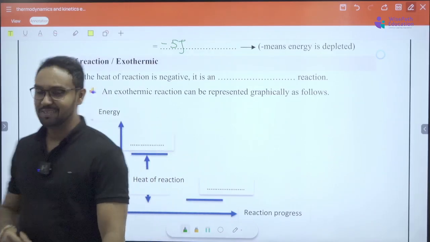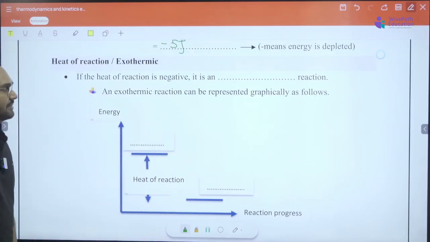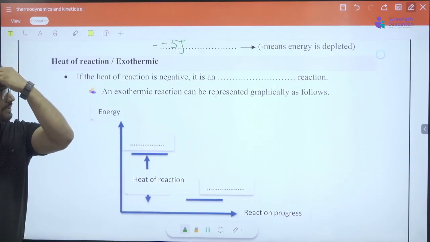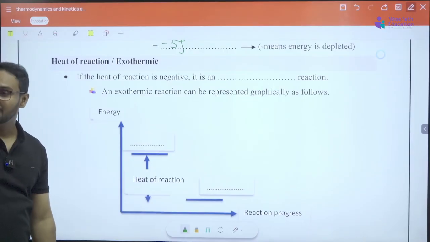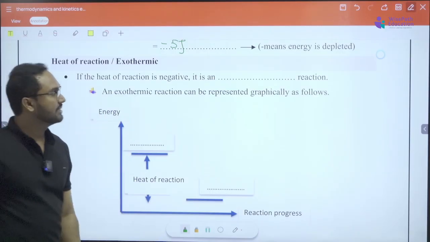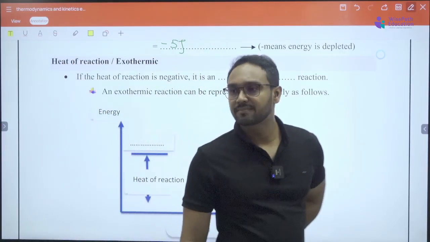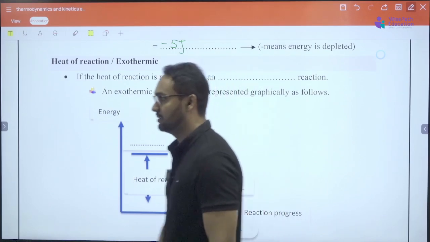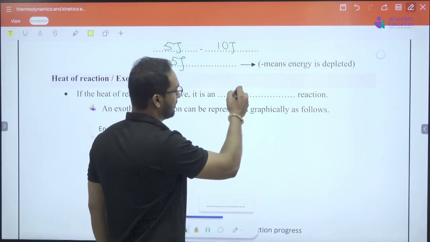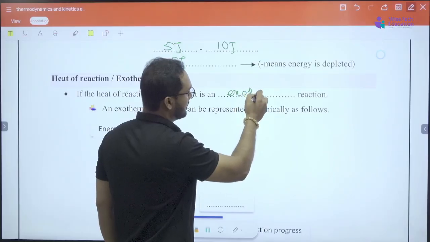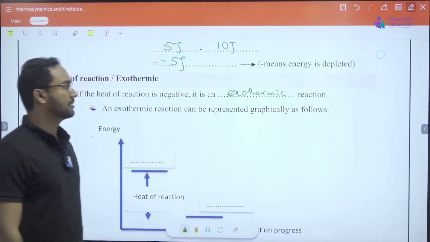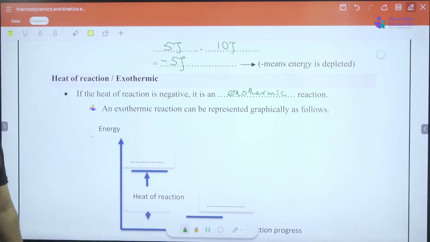Right? So now come to this one. If the heat of reaction is negative, it is an exothermic reaction, right? You two girls, listen when I'm teaching. So if the heat of reaction is negative, it is an exothermic reaction, right? Exothermic reaction, right?